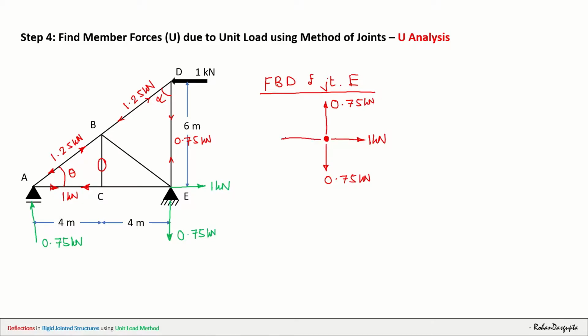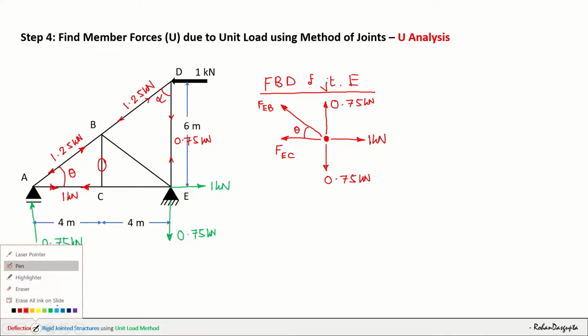Then we have a horizontal force here as FEC, again I am taking that as tensile. And here we have FEB, again tensile. Obviously, this angle is theta. Let us resolve the FEB. So FEB in the vertical direction will be FEB sin theta, and in the horizontal direction it will be FEB cos theta.